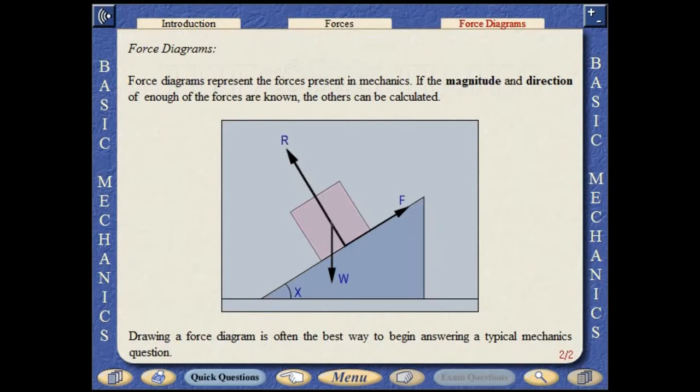Force diagrams represent the forces present in mechanics. If the magnitude and direction of enough of the forces are known, the others can be calculated. Drawing a force diagram is often the best way to begin answering a typical mechanics question.